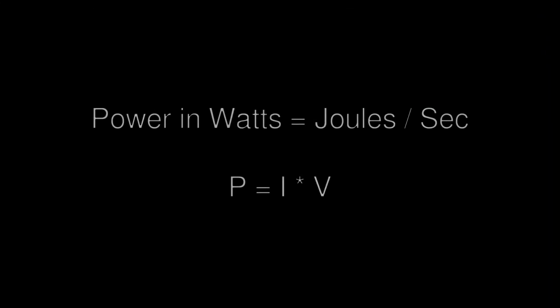Power. Power is a unit of measurement that describes how much energy in joules is passed per second. So a voltage supply would supply energy per second, and a resistor or LED would absorb energy per second. Power in watts equals current times voltage.